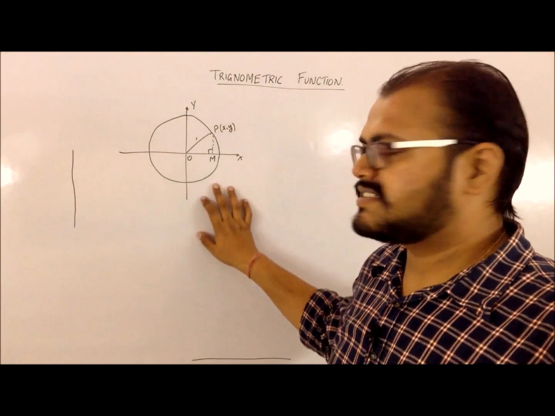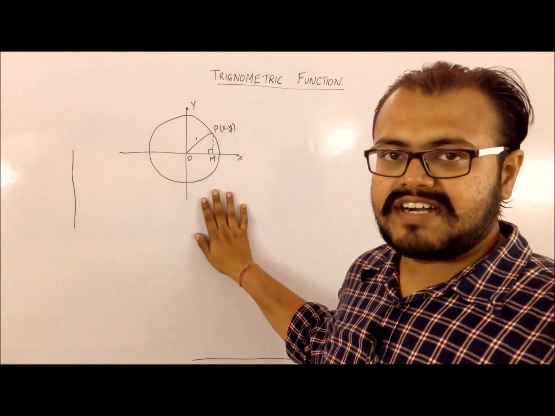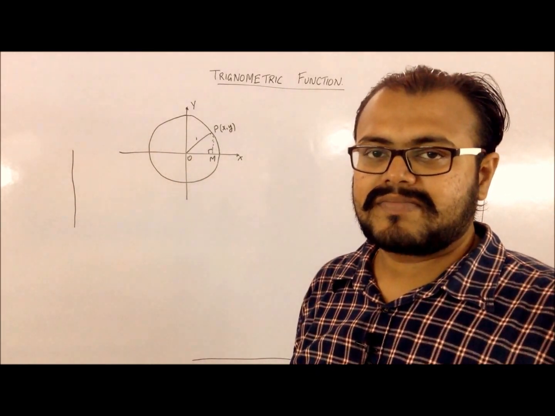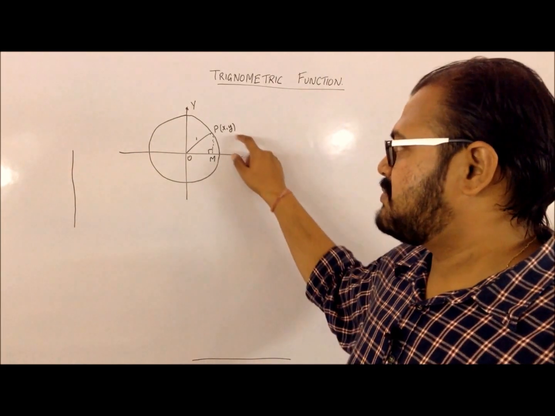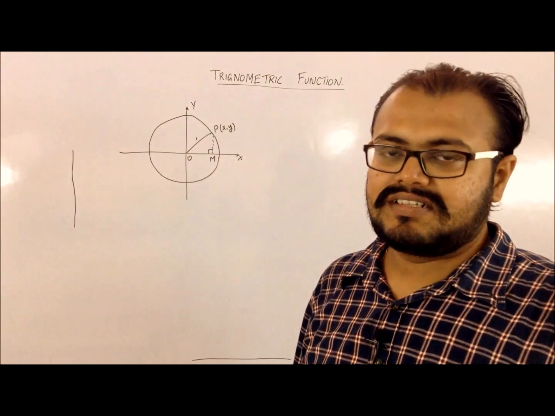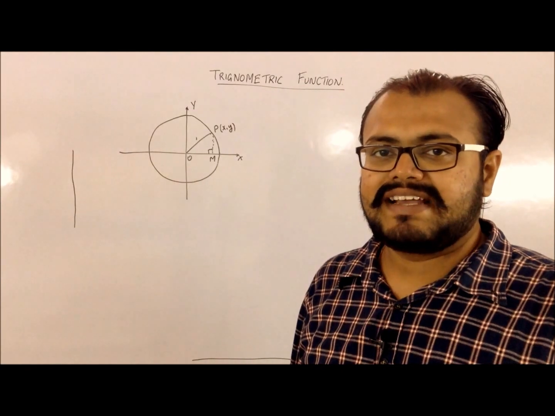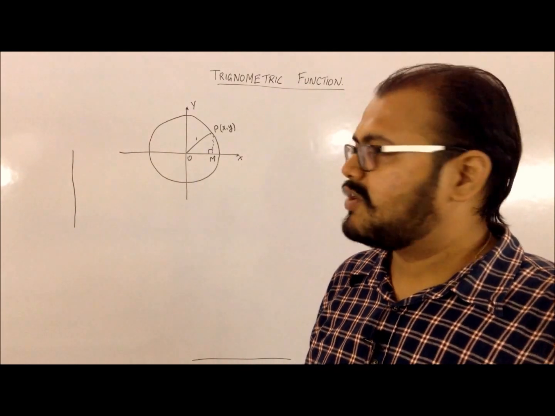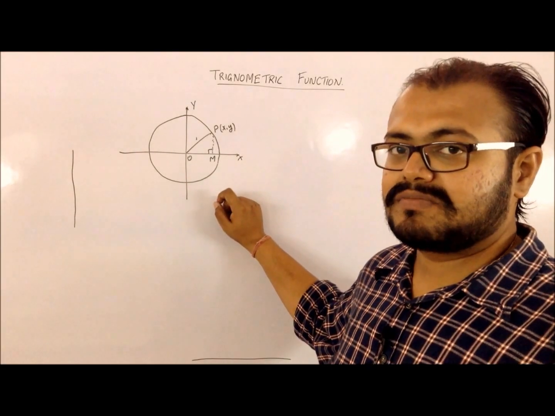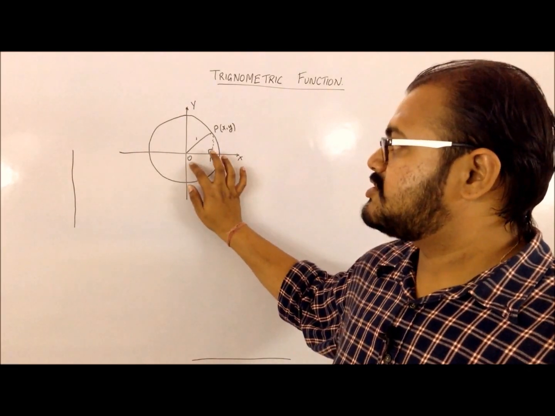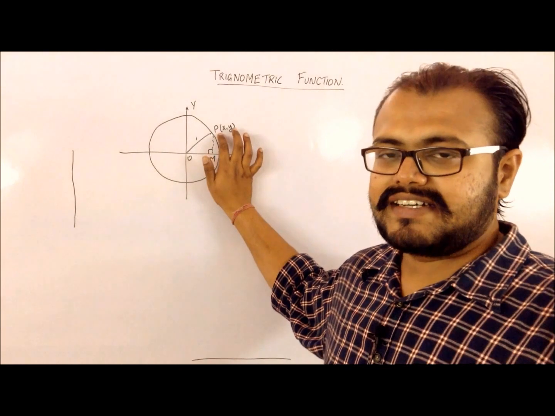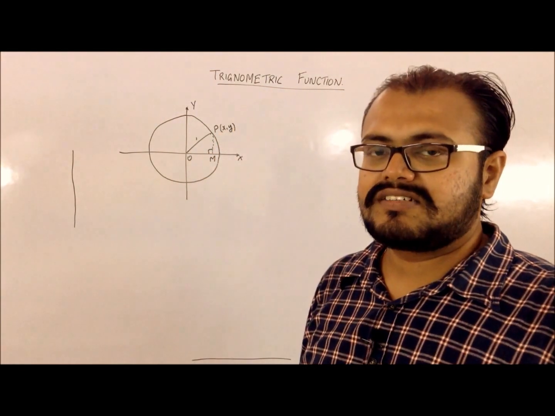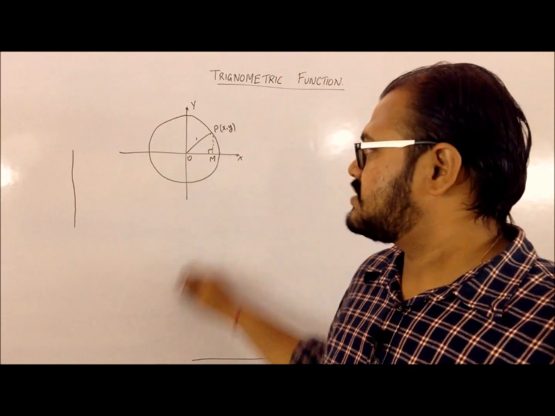So I am having a circle with radius as 1 and its center is at origin. Now let me consider some point P which lies on the circle and let its coordinates be x, y. Now I'm going to do a small construction. I'm going to join OP, that is the radius of the circle, and from P I'm going to drop a perpendicular to the x-axis, that is denoted by PM.